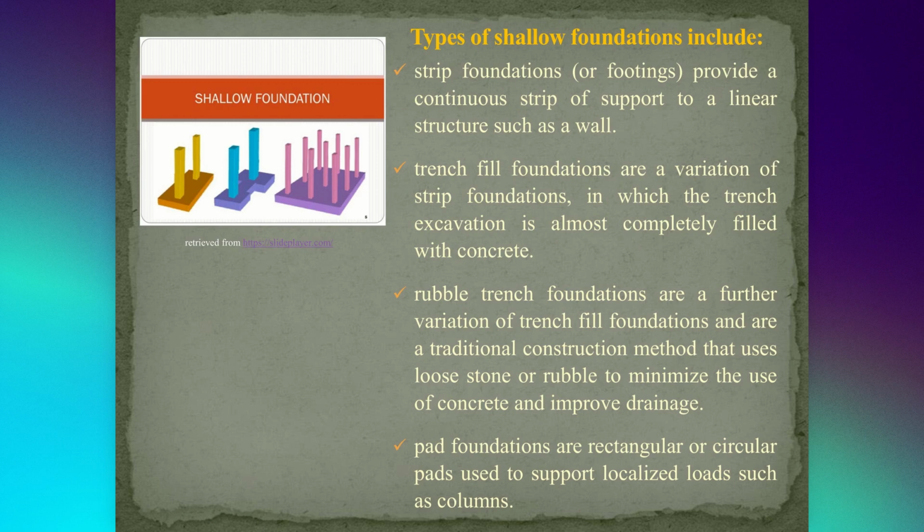Types of shallow foundations include strip foundations or footings, which provide a continuous strip of support to a linear structure such as a wall. Trench fill foundations are a variation of strip foundations in which the trench excavation is almost completely filled with concrete. Rubble trench foundations are a further variation of trench fill foundations and are a traditional construction method that uses loose stone or rubble to minimize the use of concrete and improve drainage.